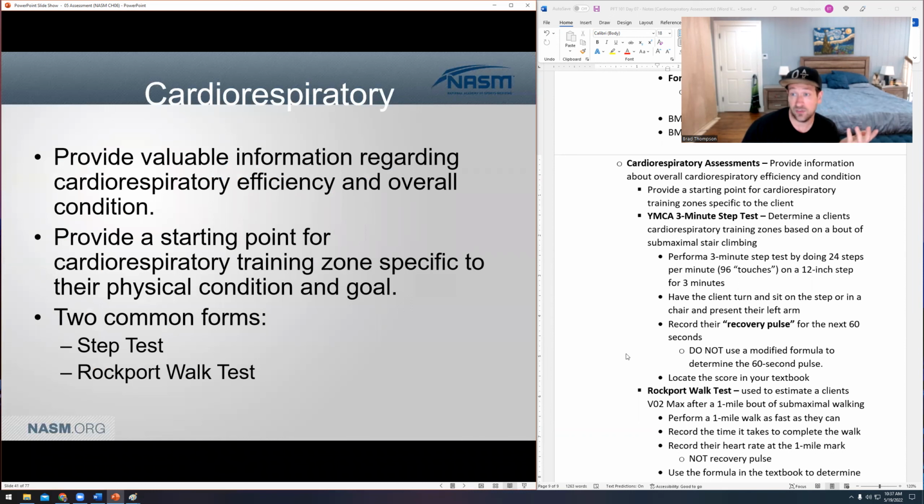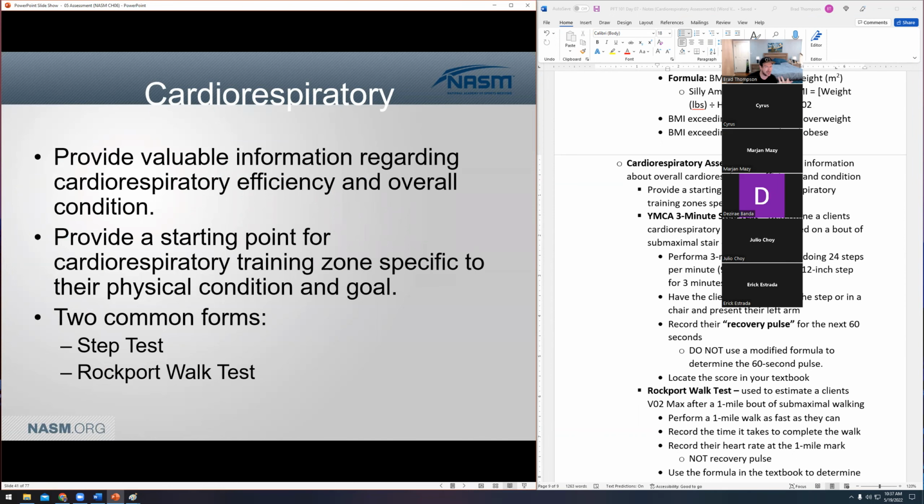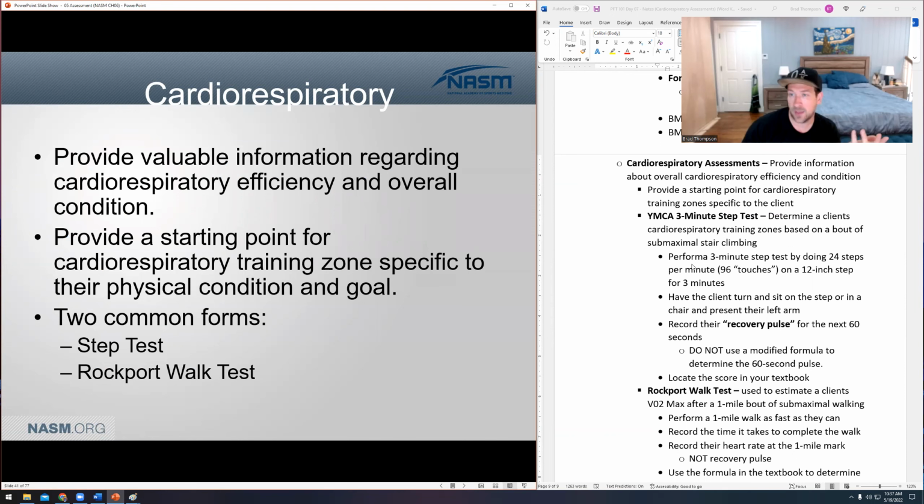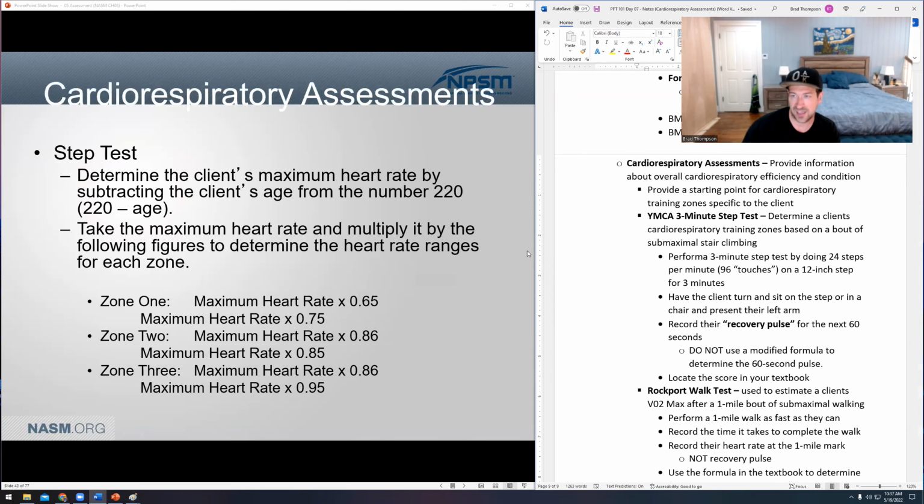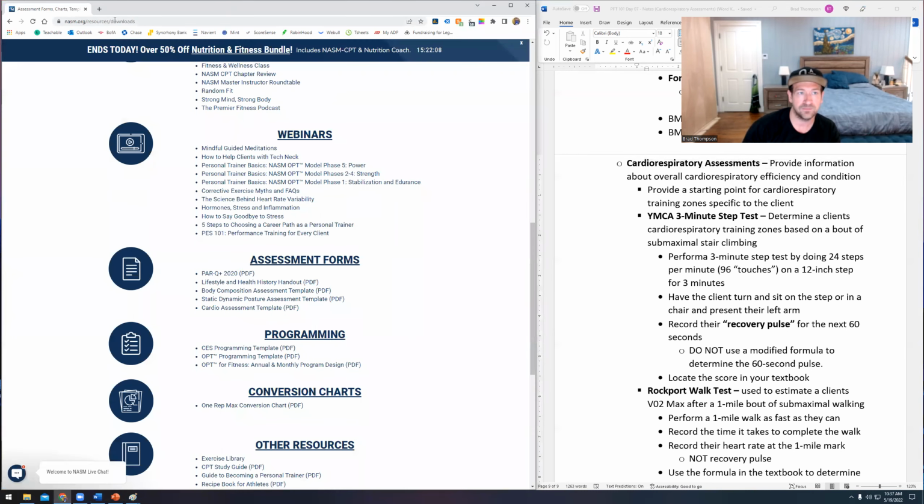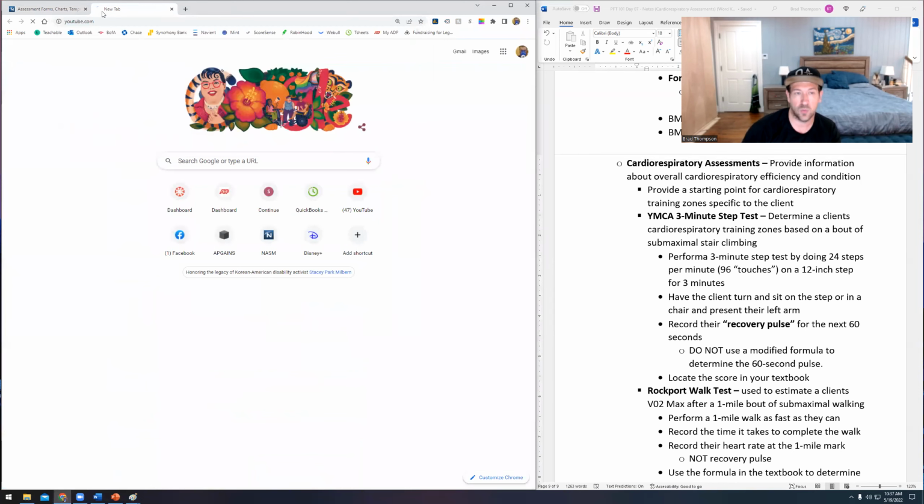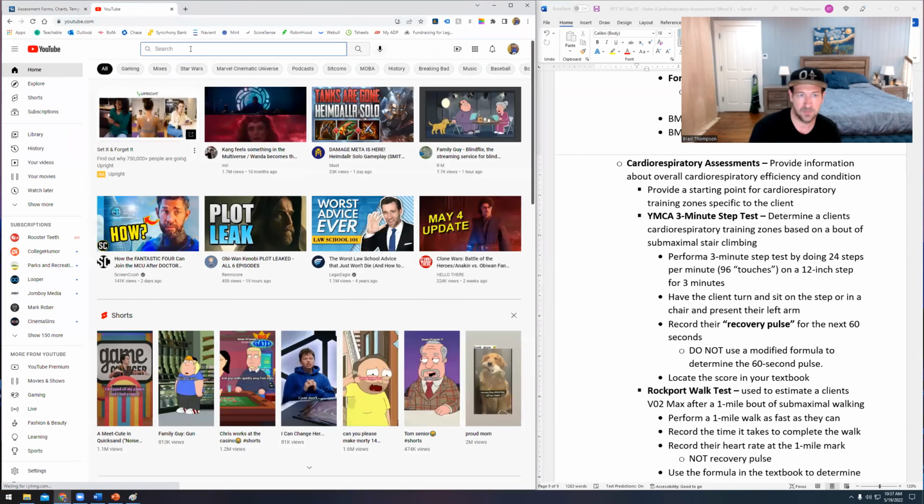Do they qualify? Should I make my client sprint and take them up to 95% of their heart rate max? What if that gives them a heart attack? How do I know how easy or how hard to make the cardio? Well, I'm going to give them a performance assessment, a cardiorespiratory assessment. This gives us information about the cardiovascular starting point. There's going to be 2 main tests we're going to use. One of them is going to be the YMCA 3-minute step test.